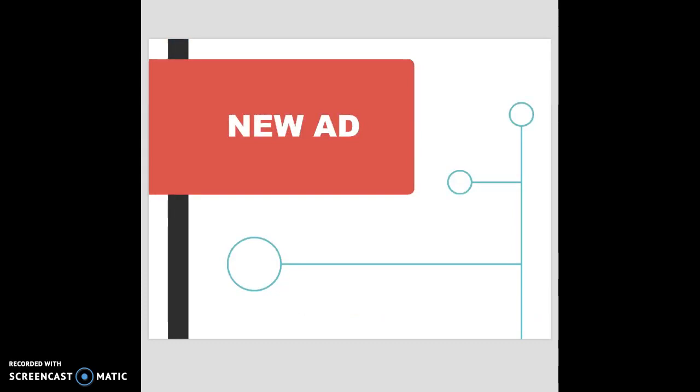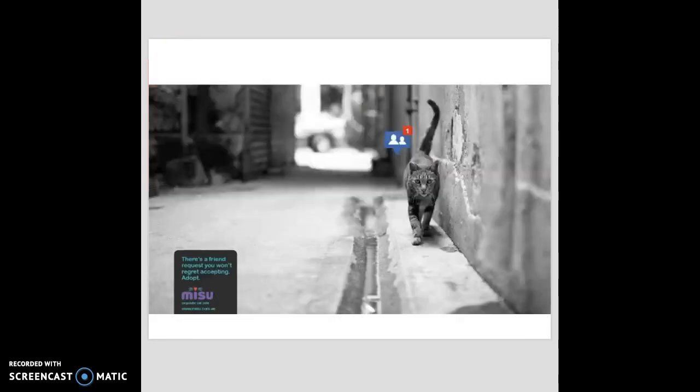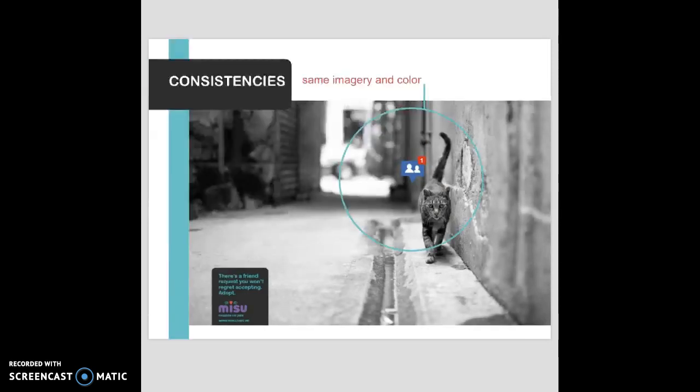Here's my new ad that I've created to fit in with the friend request ad campaign. As we look at the consistency, the new ad is also black and white. It's a cat on a city street, and it has a bright colored, easily recognizable friend notification. The coloring and the feel of the new ad matches that of the original ad.